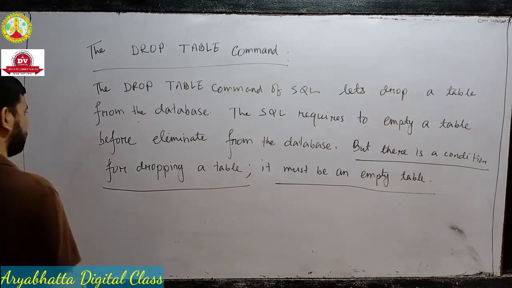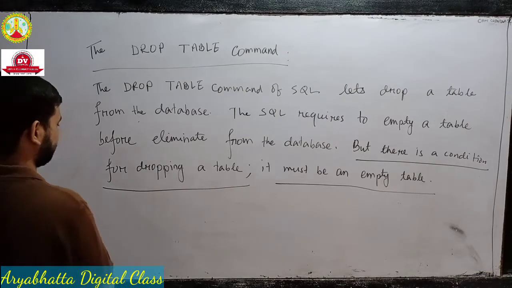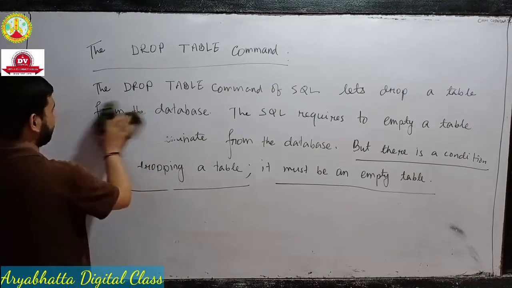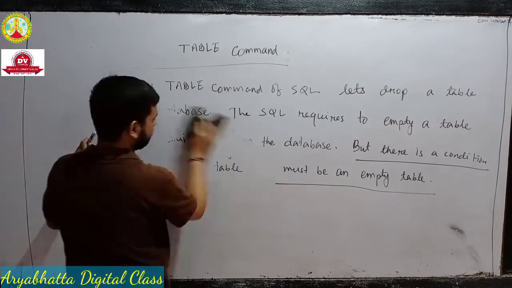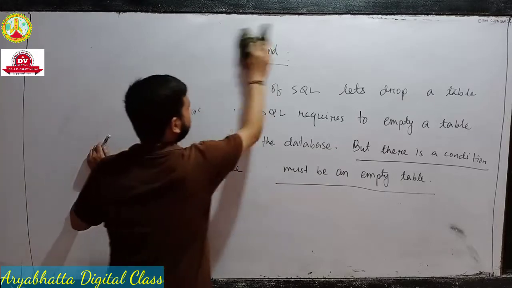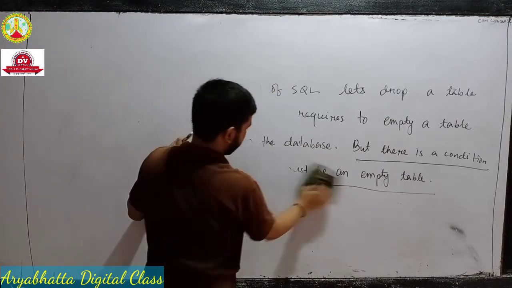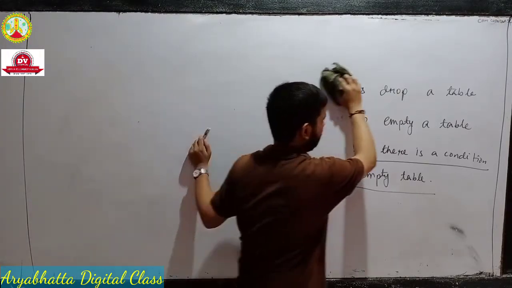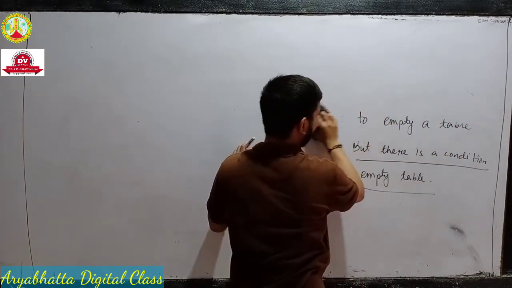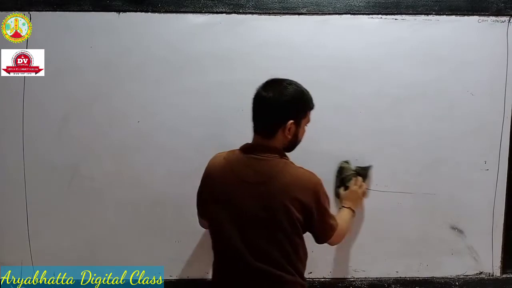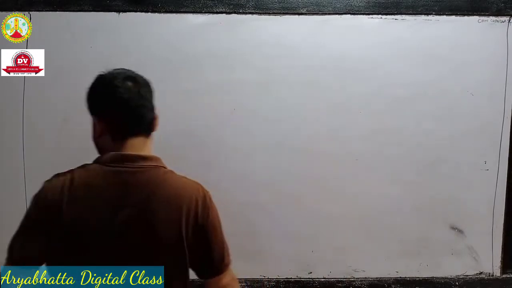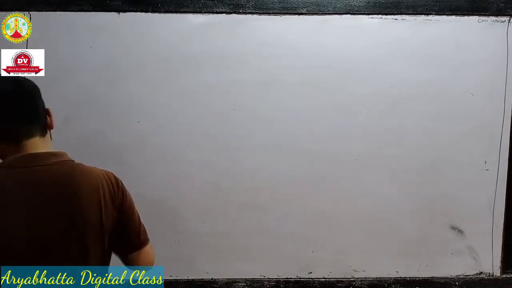So next you continue writing. This is very important. You need to first delete all the rows. That's why you first use a command to remove all the rows.